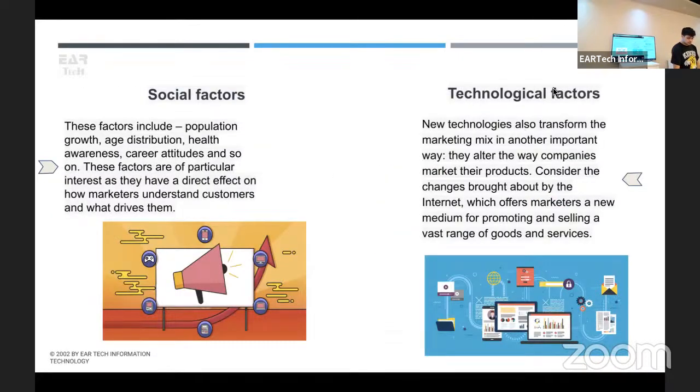Self-explanatory, I think. Then we'll dive into the technological factor. New technology also transforms the marketing mix in another important way. It alters the way companies market their products through AI, social media, Instagram, Facebook, Twitter, and so on. Consider the changes brought by the internet, which offers marketers a new medium of promoting and selling a vast range of goods and services. Like I said, how social media has changed the way of marketing, how AI changed the way of marketing, and so on.